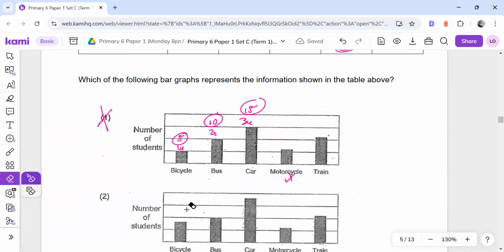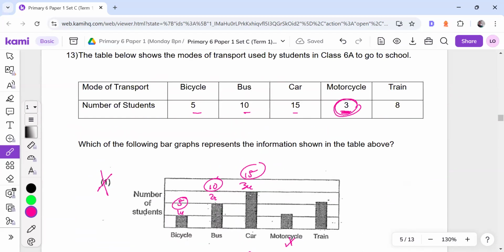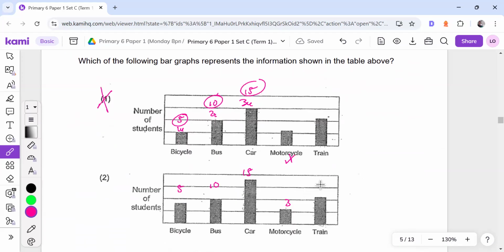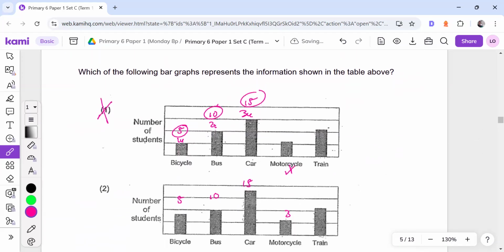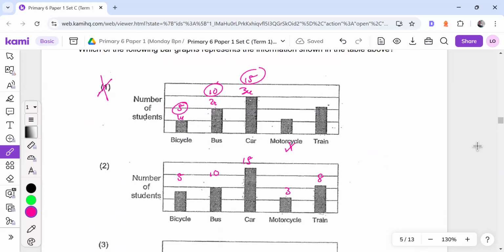Number two, let's look at if your bicycle is, let's put 5, let's put down 10. Now you can actually put all this down and then you see whether it is correct or wrong. So you put all these numbers there. Oh, it seems like correct. If you look at the numbers you put on the bar, it's like correct.